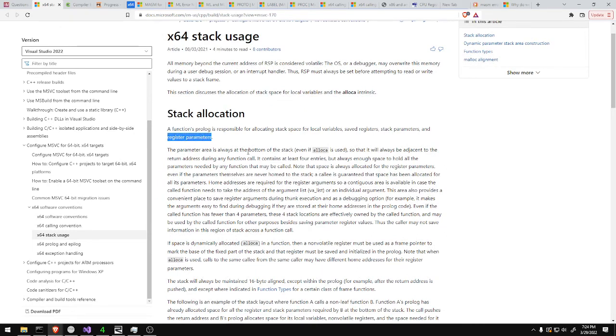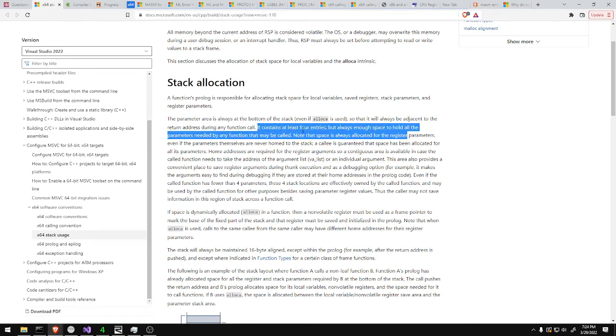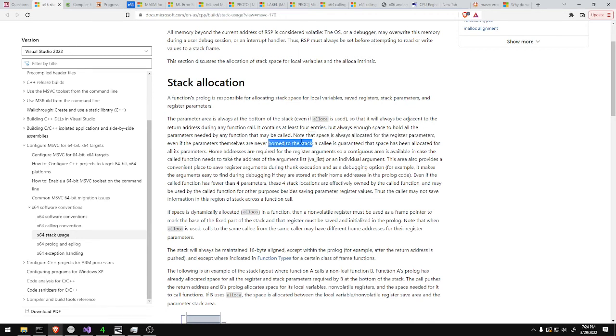The parameter area is always at the bottom of the stack, even if alloca is used, so that it will always be adjacent to the return address during any function call. It contains at least 4 entries, but always enough space to hold all the parameters needed by any function that may be called. Note that space is always allocated for the register parameters, even if the parameters themselves are never homed to the stack. A callee is guaranteed that space has been allocated for all its parameters.